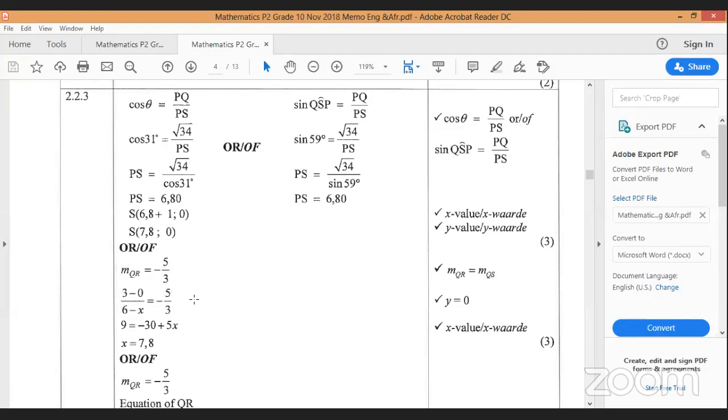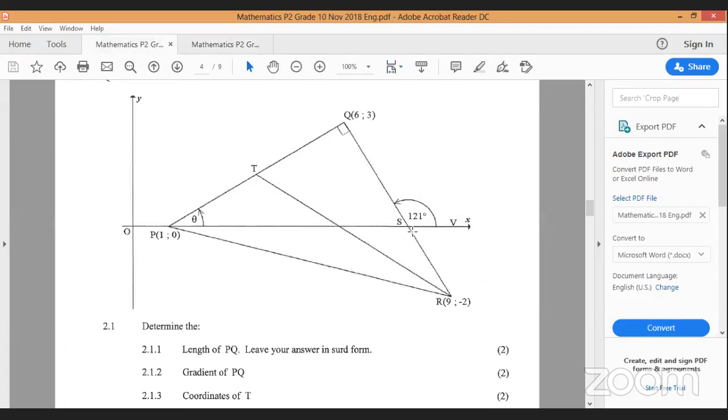Therefore, you have to insert it into your formula of a gradient, but bear in mind that this one is the X that you are looking for. Therefore, X will be 7.8. So the coordinates of S will be (7.8, 0). These are the coordinates here. I hope it makes sense, because we got the gradient of this side since we know that this is perpendicular to that. Okay, let me look at the comments.